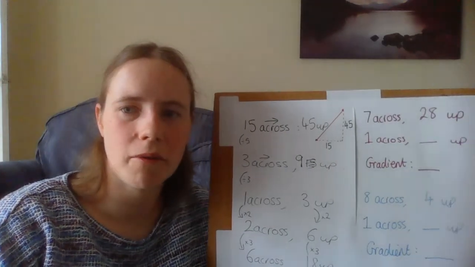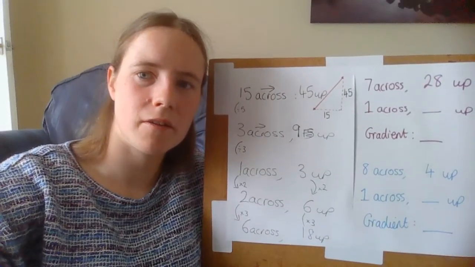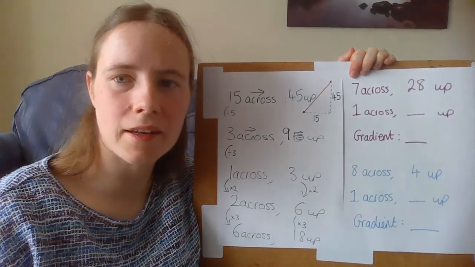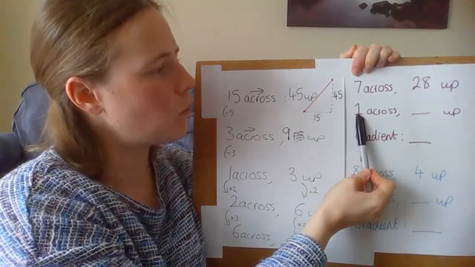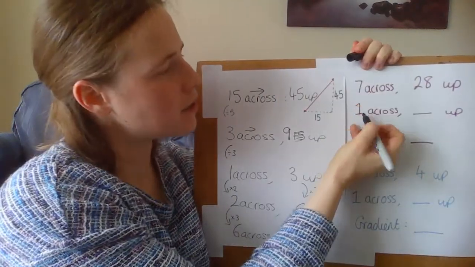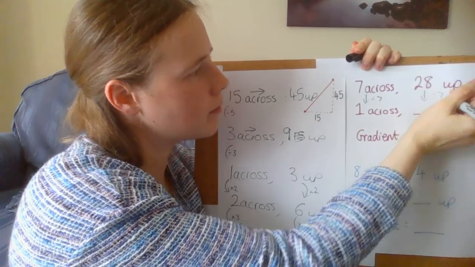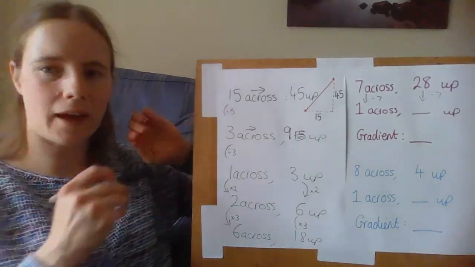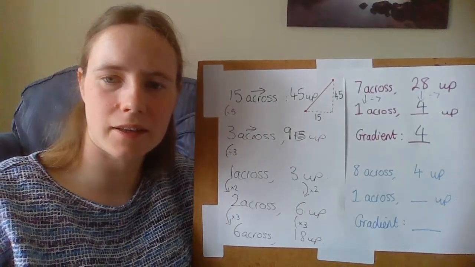Okay, so now we've gone through how that works, I'm going to show you how to use this method to find the gradient of a line. So let's have a look at these 2 examples before I give you a couple to do on your own. So first of all, let's say I had a line that went 7 across, 28 up. Job number 1 is let's make the across value 1, work out what this has to be, and that's my gradient. So to go from 7 down to 1, I need to divide by 7. I need to do the same over here as well. 28 divided by 7 is 4, so I need to pop my 4 in that gap, and therefore the gradient is 4.